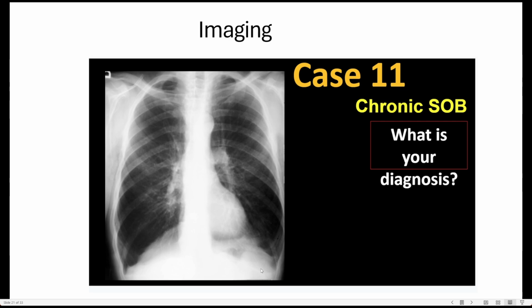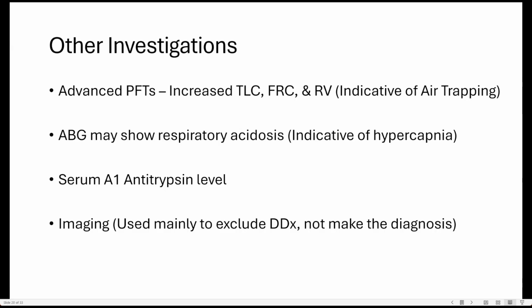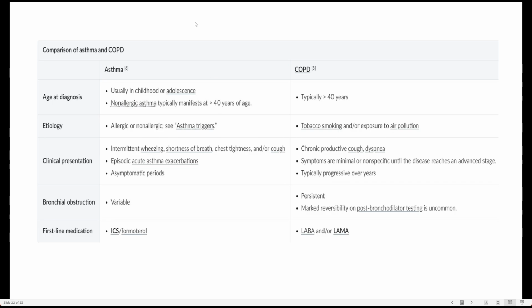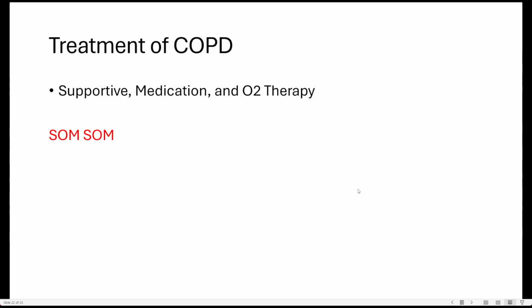So now we can apply the findings of COPD on X-ray or even on CT. But remember, imaging is not for diagnosis. It's to exclude differential diagnosis of COPD. And of course, this is the summary: the differences between asthma and COPD in terms of age, etiology, presentation, obstruction, and now we will come to the biggest difference between the two, which is medication. So the treatment for COPD will slightly differ from asthma. You might see the same medications, but how they're used is completely different.